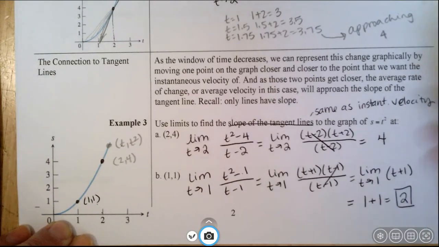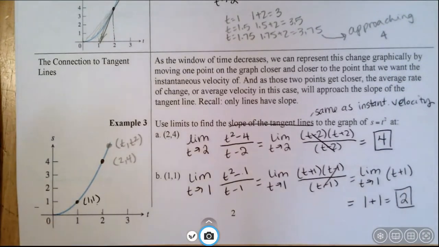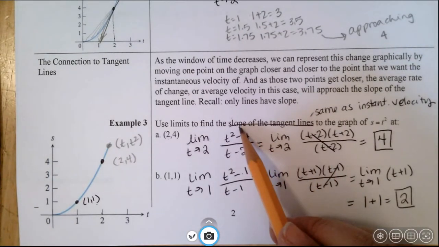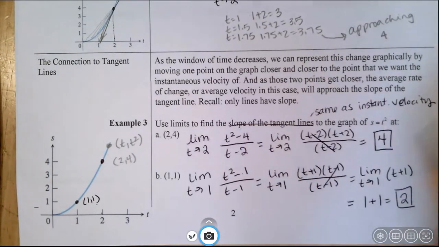Now, we're not looking for velocities here, so it's not feet per second, right? We're looking for just the slope. Slope is a number, a scalar, so the answer is just 4 and 2. Let's take a look at the next page.